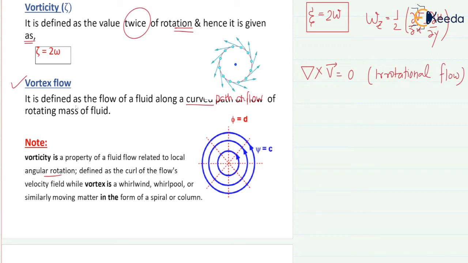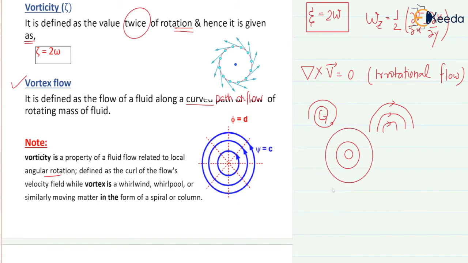Okay, once again I'll repeat. Vortex flow is defined as the flow of a fluid along a curved path or flow of a rotating mass of fluid. Both definitions. Look at this, I'm trying to give an example of vortex flow. This is the flow of the fluid along a curved path. It does not necessarily have to be a complete circle. Even half of a circle can also be called vortex flow, a curved path, or flow of full rotation of the fluid.